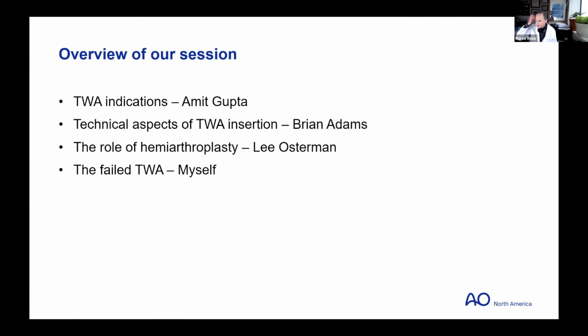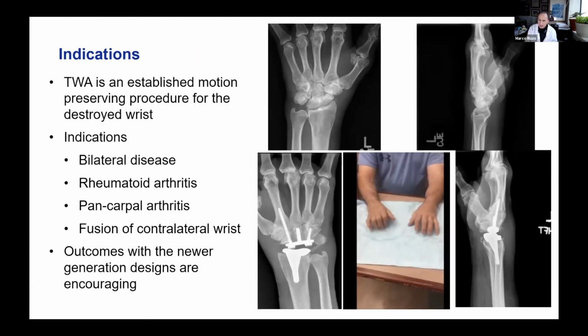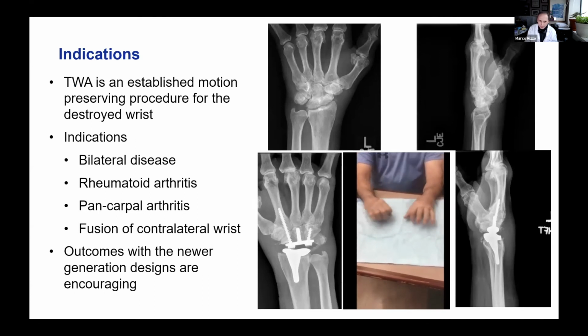Dr. Gupta and Dr. Adams are both folks who've designed implants and continue to do so, and have tremendous experience. Dr. Osterman has published one of the largest series on outcomes of arthroplasty and hemiarthroplasty. So I couldn't imagine a better group of faculty to work with. And then I followed up with a discussion on total wrist failures, which sadly we see not uncommonly.